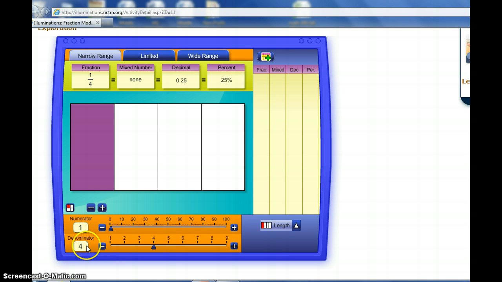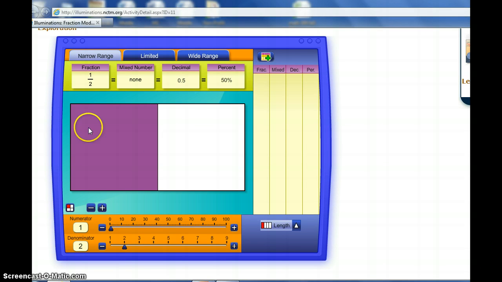But what I really like about this particular one is we can move the denominator. So for example, let's start with 1/2, and this is kind of what we were trying to do with the fraction strips when we compared them. So first I'm going to leave the numerator as it is, but change the denominator. So you could have kids explore what happens. You can ask them particular questions. Maybe you could do this as a class activity.